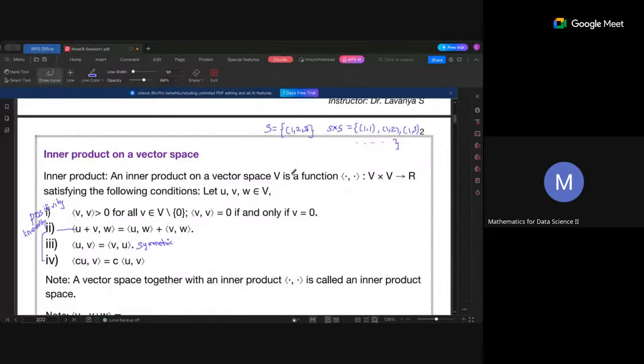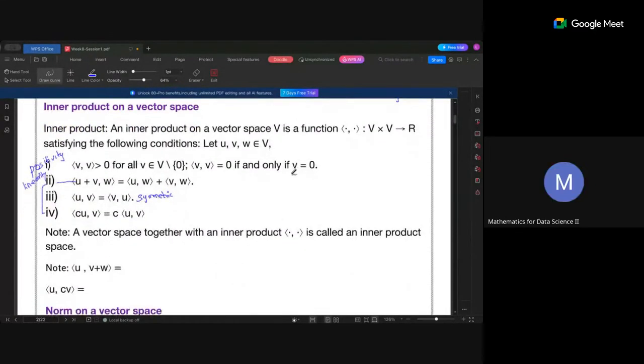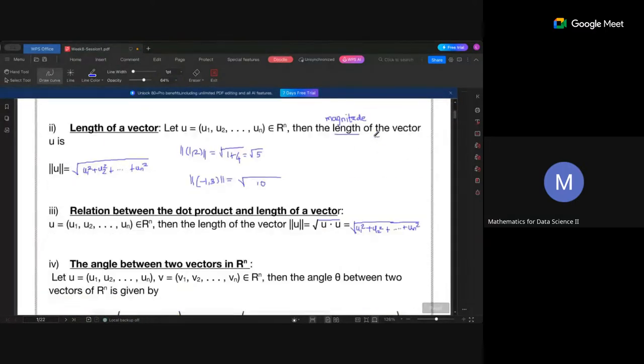Okay? Yes, ma'am. Fine. So now what is the need of inner product? Why do we need inner products? See, suppose we are having a vector space. So we have seen what is the relation between two vectors in terms of linear independence, right? And we have understood the whole space using the basis and spanning set and all that.